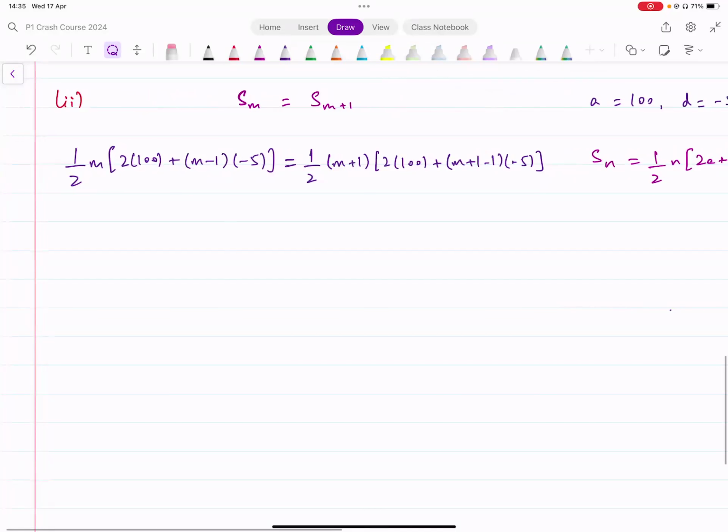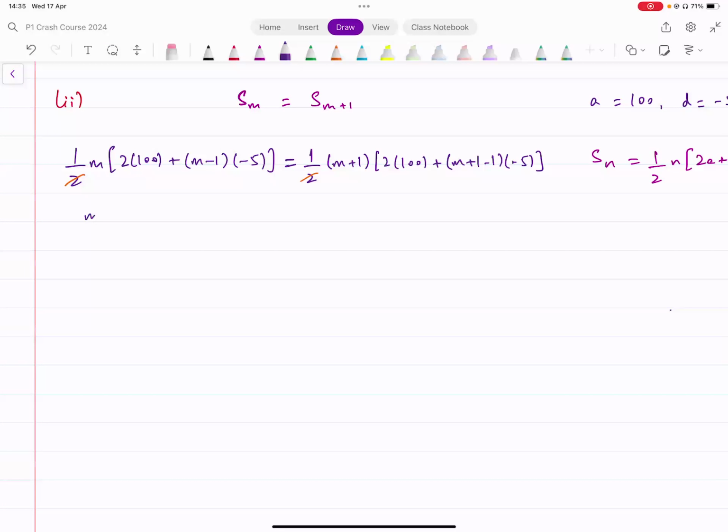Okay. And now you can simplify this, find the value of M. This is one way of doing this. Okay, let's see what we get from this. Half and half on both sides, they get cancelled, right? 2 goes to the other side, gets multiplied in 2 over 2. That gives you 1. So we can just cancel these out. What are we left with?